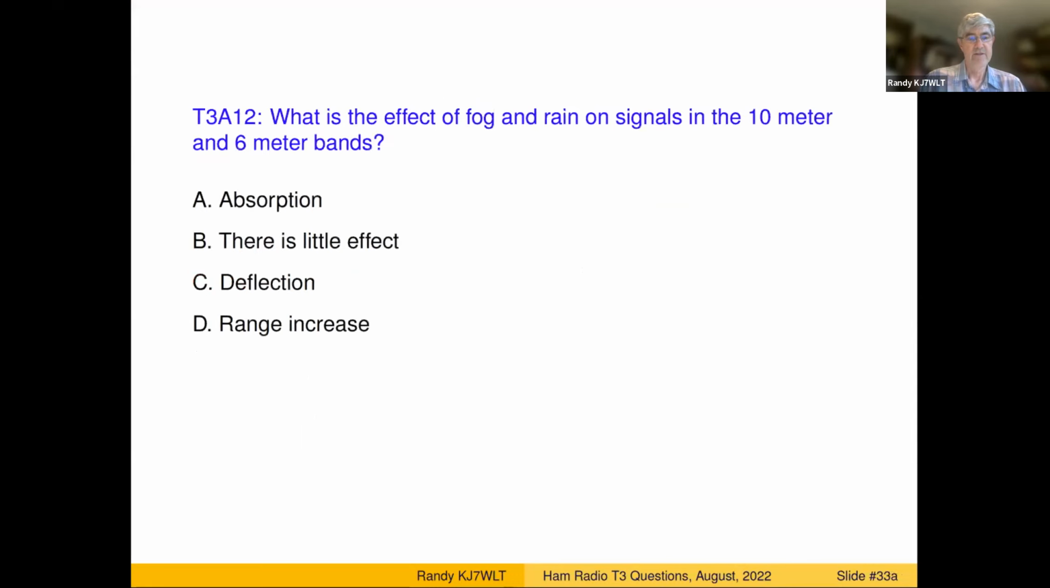And the other question in this direction is, what is the effect of fog and rain on signals in the 10-meter and 6-meter band? Well, here they're talking about fog and rain that are composed of water, which we know are excited by microwaves, but the 10-meter and 6-meter bands are not in the microwave range at all. So the answer is there is little effect. That's why we don't have HF or VHF ovens, we have microwave ovens.